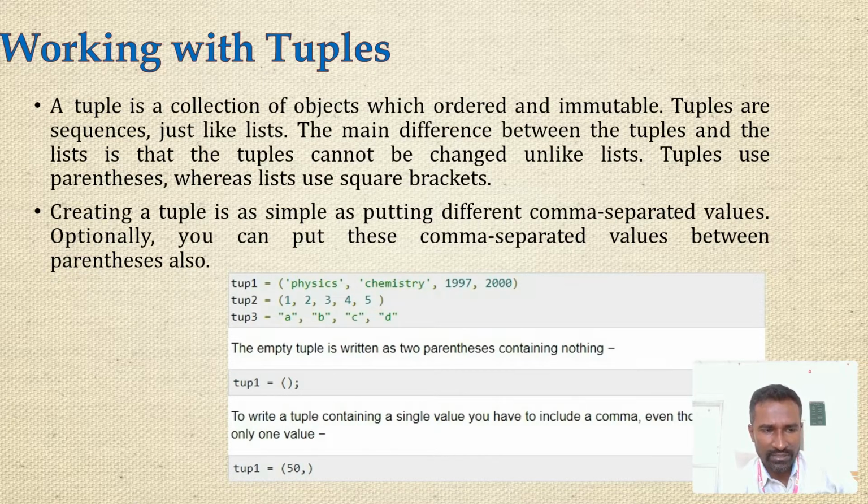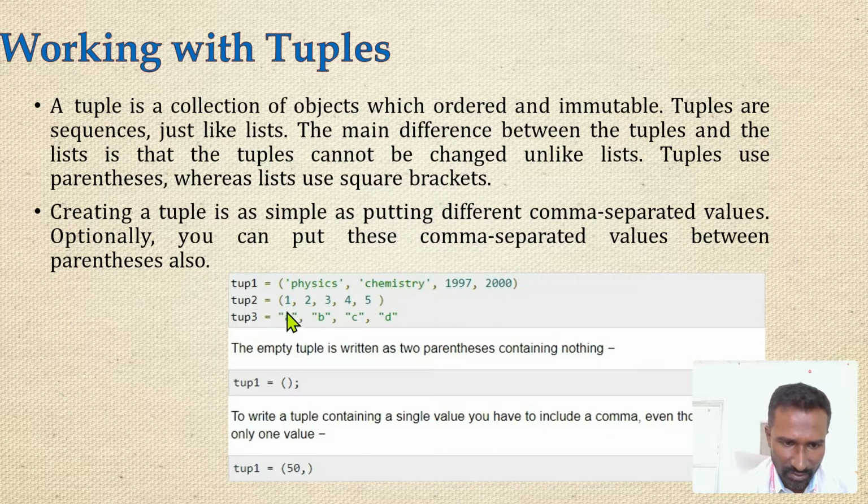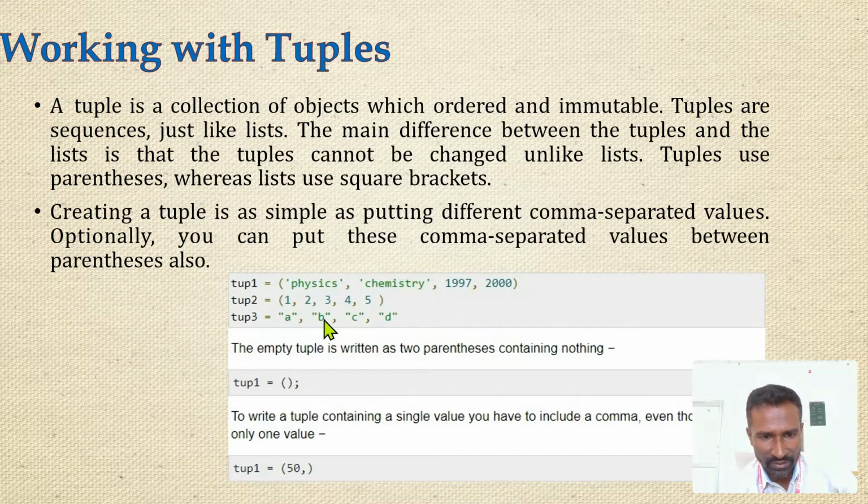Creating a tuple is simple: just put different comma separated values. Example, tuple1 is equal to physics, chemistry, and so on. We can use this also, with double quote A, double quote B, comma, double quote C, double quote D. The empty tuple is written as two parentheses containing nothing. This is called an empty tuple. For example, tup1 is equal to empty parentheses.